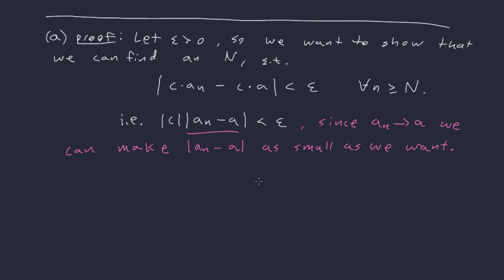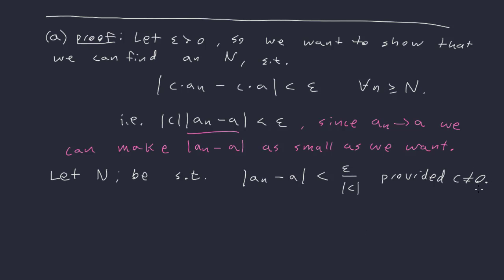So, let n be such that the absolute value of an minus a is strictly less than epsilon over the absolute value of c. Now we're making a big assumption here, provided c does not equal 0. We'll talk about the c equals 0 case in just a second. But we can do this step here, provided c is not equal to 0, since an converges to a. Because it converges to a, we can get this distance as small as we want. We can always find an n that will get it as small as we want for all little n greater than or equal to this big N.